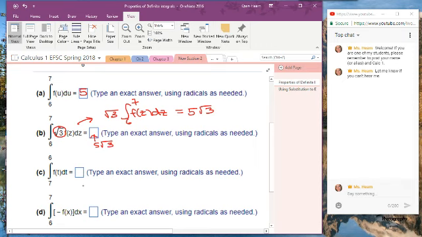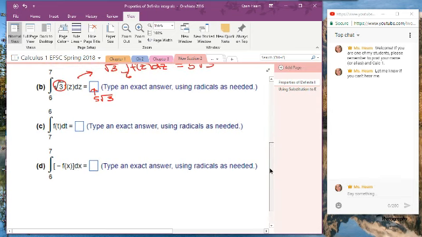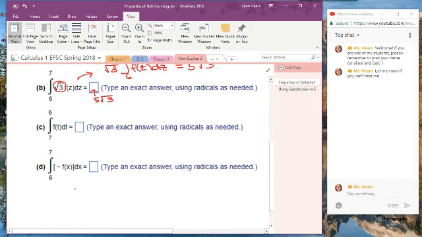And then let's skip down to part D. If we negate the function, it's the same as negating the definite integral. So this would be the same as the negative of the integral from 6 to 7 of f of x dx. So that's just going to be negative 5.